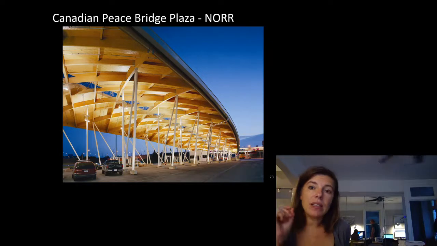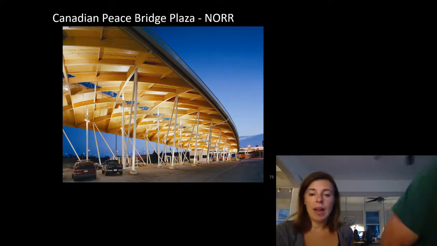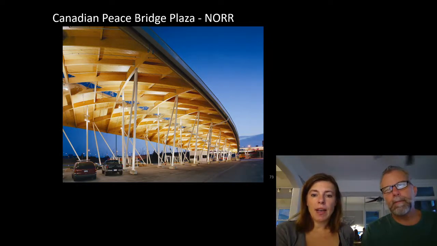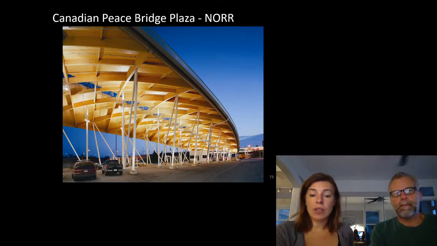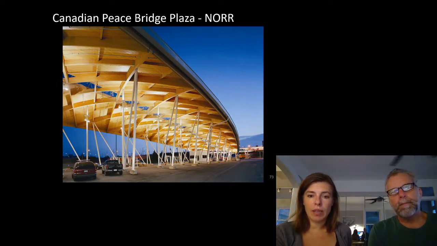And in fact, this was so complex that RWDI did a wind study and snow study on this project. And you guys remember when I talked about loading combination?